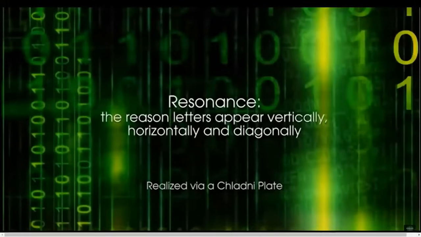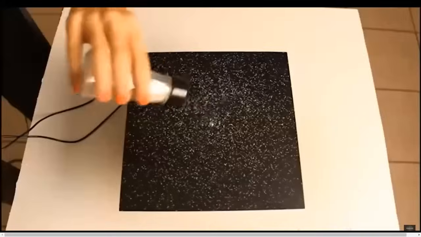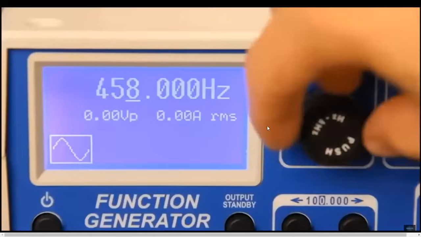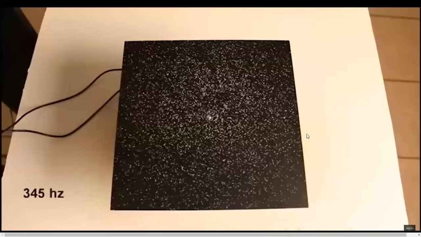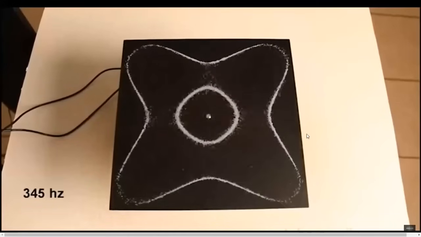People have also said, well, how are they forcing these letters to go sideways and up and down, vertical, horizontal, and diagonal? And they're not. It's just the way it comes out, and it has to do with resonance. Here's a physical example of that. This is a Chladni plate. It's basically a piece of steel that's attached to a subwoofer, and it's vibrated by a sweep oscillator. And they're just putting salts on it. So at 345 hertz, you get that pattern.